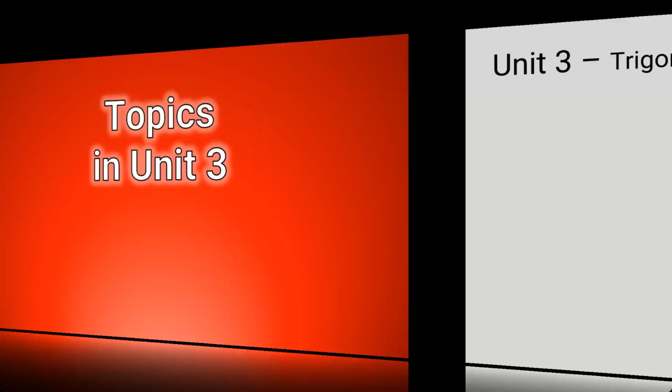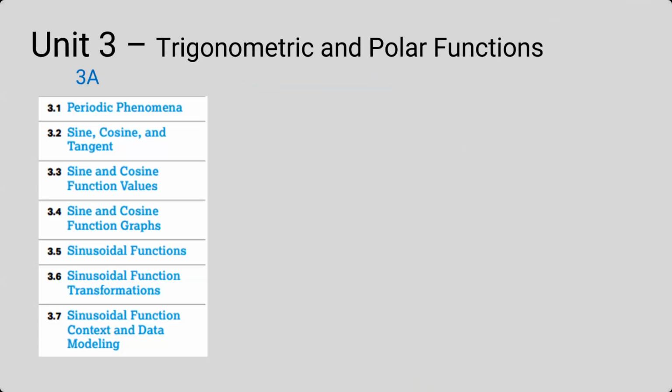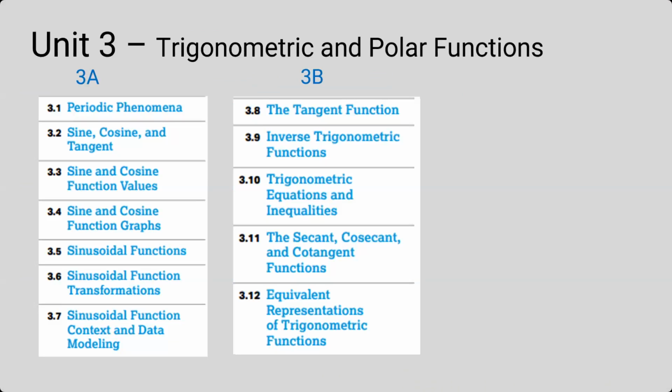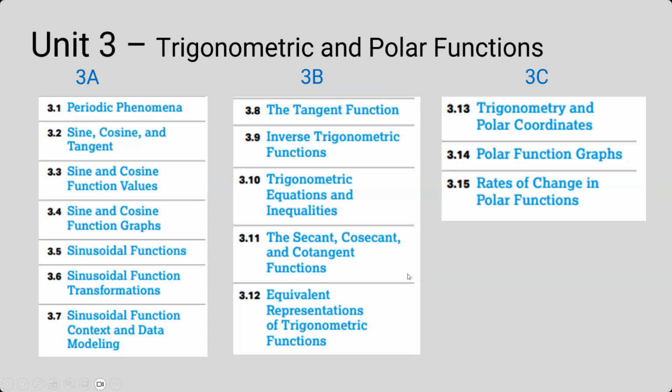And then they're broken down into little subsets. So this is what we're calling 3A. You can see it's all about sinusoidal functions, transformations, looking at data and contextual modeling. The second part, we're looking at tangent, inverse trig functions, as well as secant, cosecant, and cotangent functions and those equivalent relationships within trig. And then the third part is all about polar. So polar functions, their graphs, their features, looking at rates of change in polar functions. And we're hoping to get to that as well with a little activity today.